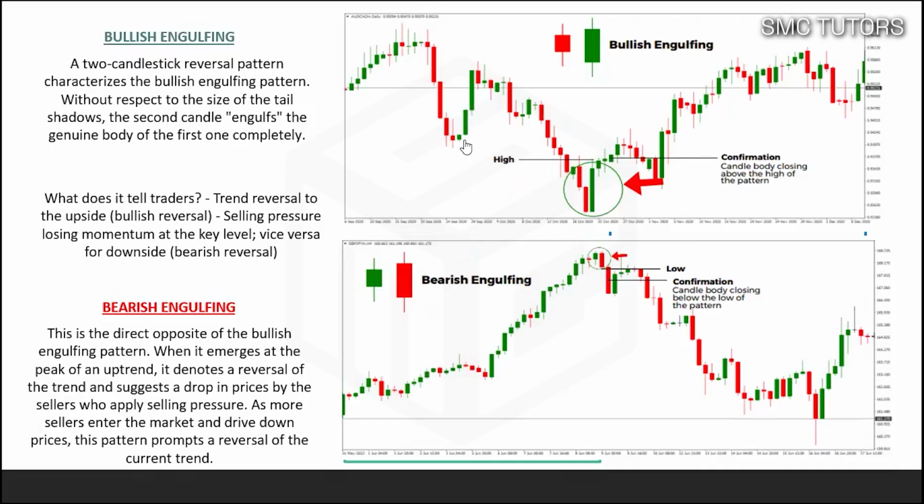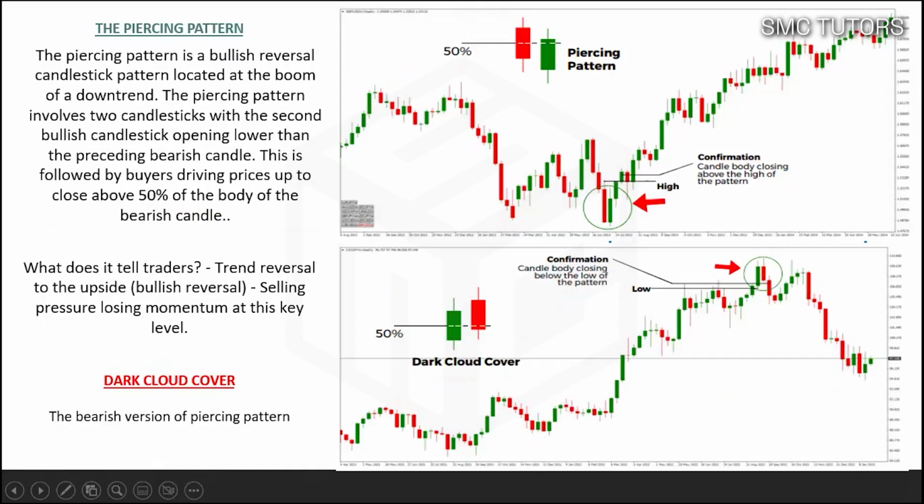The next pattern we are looking at is the piercing pattern and dark cloud cover. The piercing pattern is a bullish reversal pattern. It's a combination of two candlesticks forming the pattern. The second candle opens lower than the previous bearish candle, but buyers drive price above 50% of the bearish candle. In the example here, the piercing pattern is a combination of two candles, the red candle and the green candle, with the green candle going above 50% of the body size of the red candle.